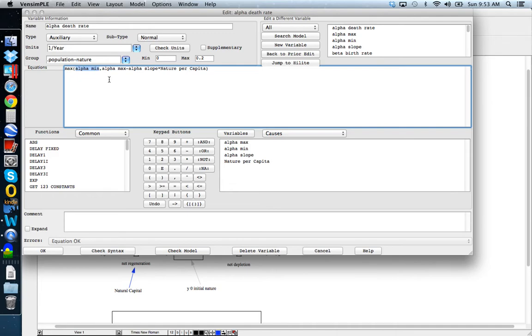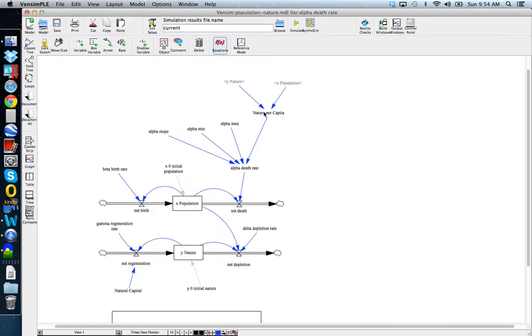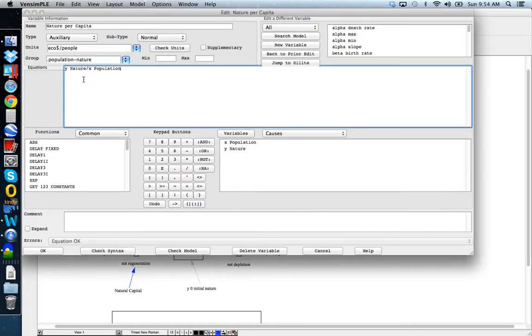However, if nature is limited, then there is a little equation here, which is the slope. It's a sloping line that we showed before, where there's a maximum value. So there's a higher rate when nature is limiting, and it is driven by the nature per capita. This nature per capita is the ratio of stock Y divided by stock X. So this is the amount of eco-dollars per people that are available. This is the amount of natural capital per people that's available.